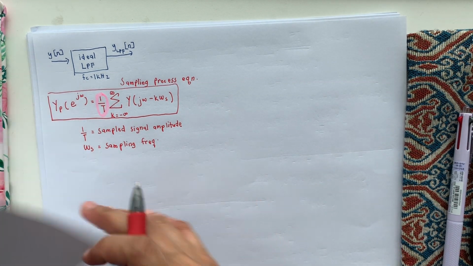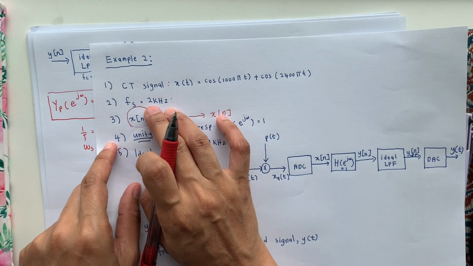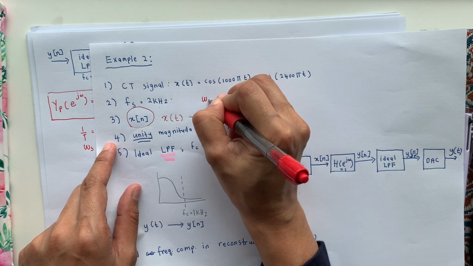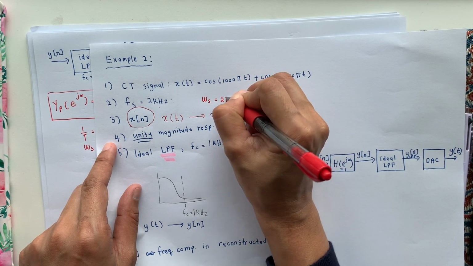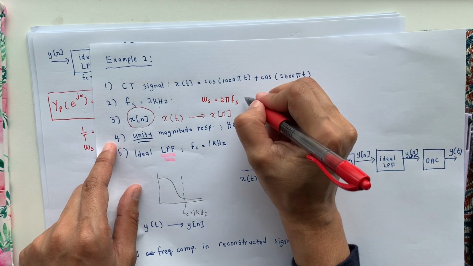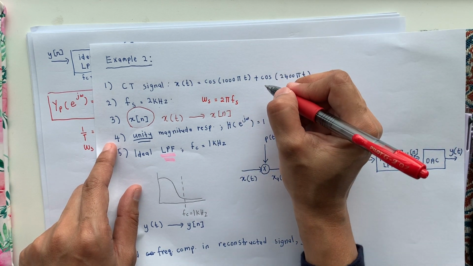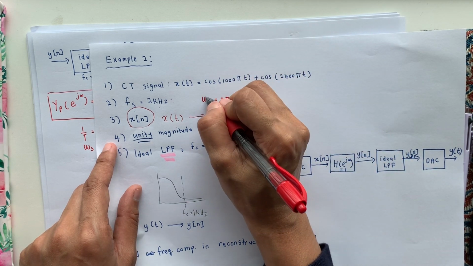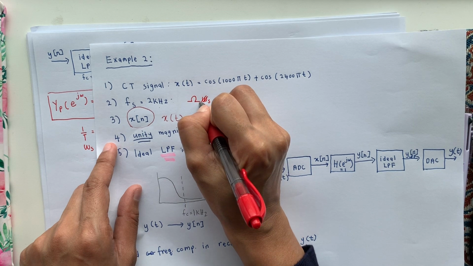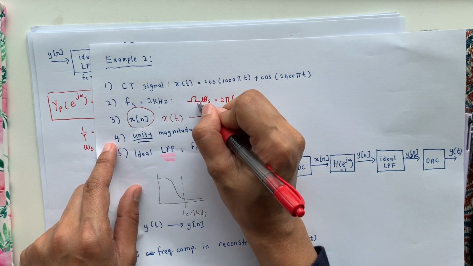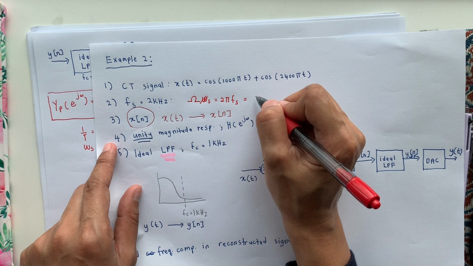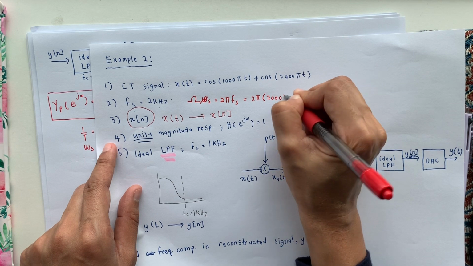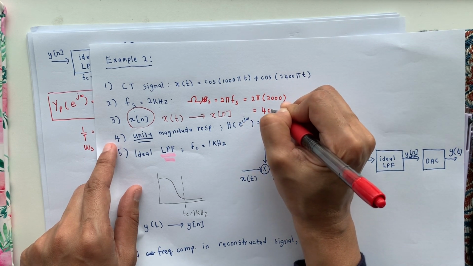So from the question, we know that your Fs is equal to 2 kilohertz. So basically, for you to get omega S, capital omega S is equal to 2 pi Fs, which is 2 pi times 2000. So you get 4000 pi.